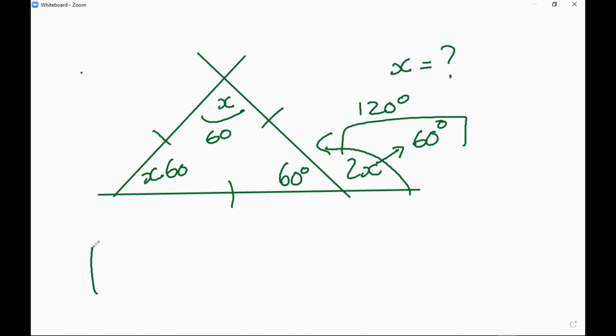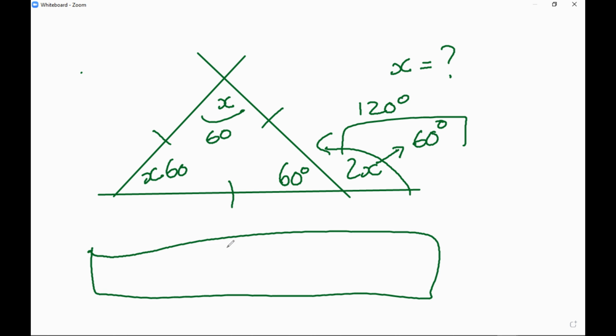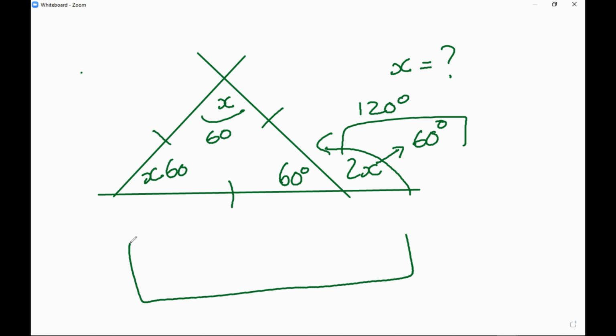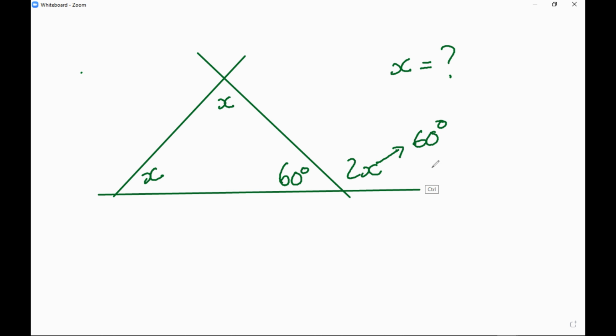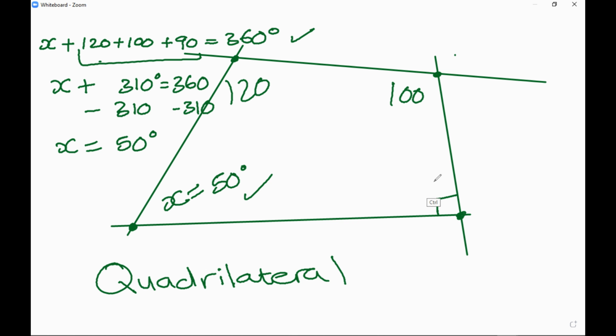What is the name for a triangle where we have all the sides equal? Equilateral. Well done. Equilateral. Lateral: straight lines equal straight lines. Quadrilateral, four straight lines. Okay, so we got that. Let's move on to parallel lines now.